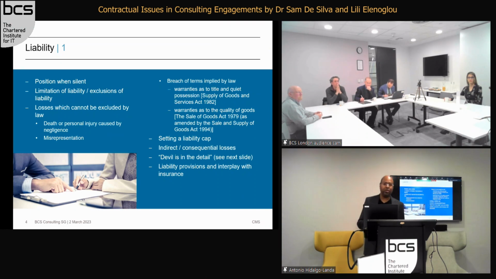Indirect and consequential losses. So these are losses which are one step removed. So contract law 101, direct losses are losses which directly flow from the breach. So let's say, for argument's sake, you're doing IT consultancy, you produced a piece of software, the software doesn't work. The direct loss would effectively be the customer suing you for the amount they've paid for that software development. That's a direct loss.